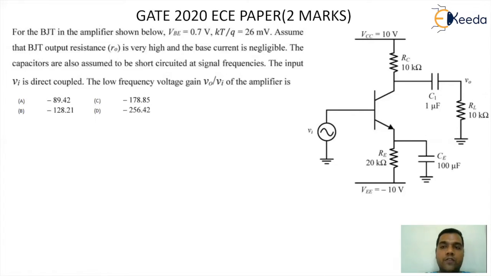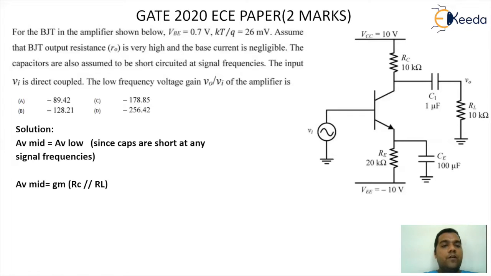Overall, the circuitry is biased with a dual supply of plus 10 volt and minus 10 volt. We are supposed to find the voltage gain at the low frequency with a small assumption that the capacitors will work like short circuit. Whenever we go for the gain calculation, we use a model. For the model, we require the value of model parameters. For that, we need to first get the value of collector current or the emitter current.